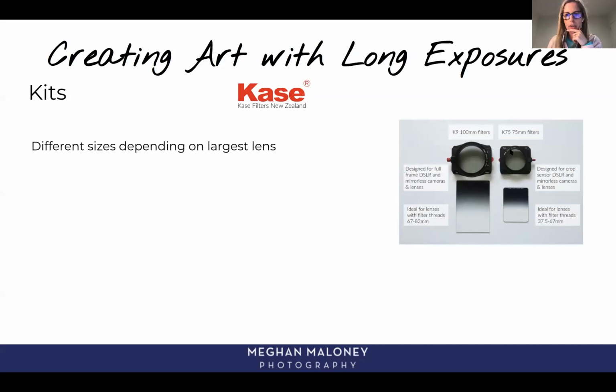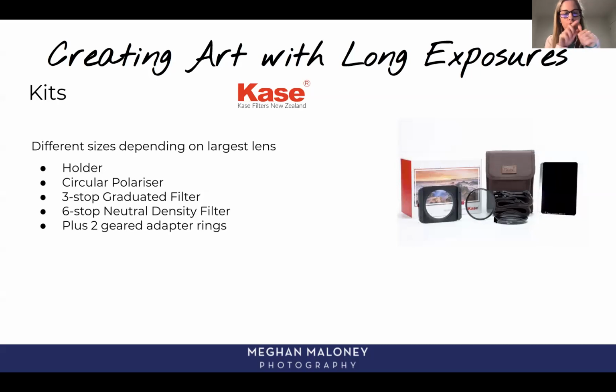And if you've got a little crop sensor or a 4/3, Olympus, Fuji, that kind of thing that's got smaller lenses, you can get a kit that's designed for those. They're quite cute actually. I almost wish that my camera would fit them because they're a bit smaller to carry around. So the kits come with a holder, the polarizer, graduated filter, neutral density filter, the 6-stop, and then a few geared adapter rings so that you can use it on your different size of lenses.